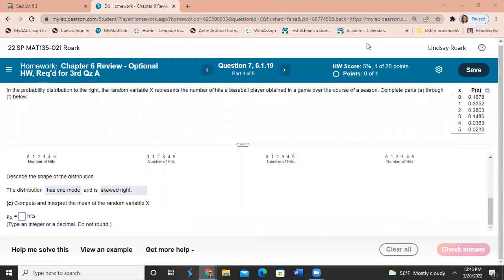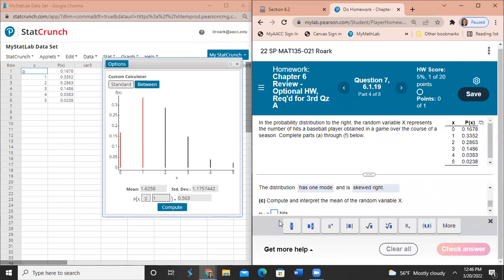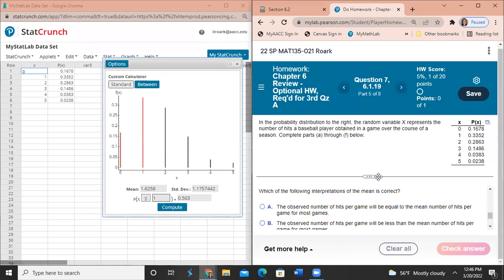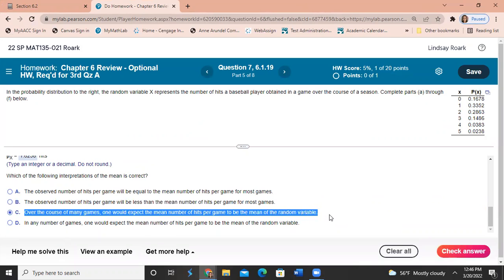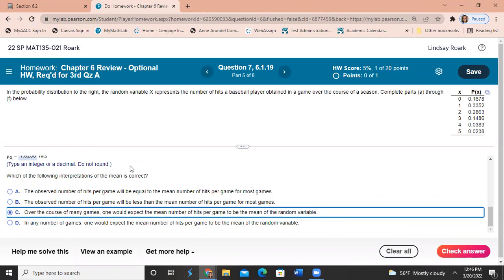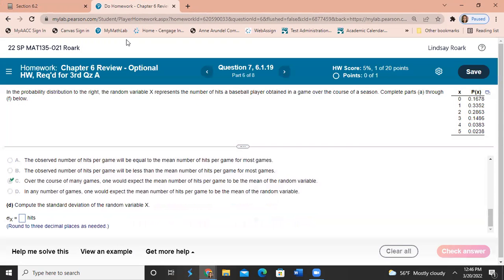And then they want to know the mean. We already have that because this is the mean right here. So we'll go ahead and say do not round, 1.6258. And remember, again, that is the same thing as the expected value. So that is what they're talking about here. So it says over the course of many games, that's the key there about expected value. If you do it a lot of times, the mean would be the expected value, okay? So I'm just looking through and making sure that's the only one that sounds like that. Yeah, okay. And then standard deviation, we can do that.